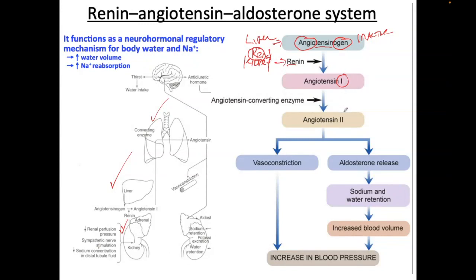Now, if there's an angiotensin 1, it's safe to assume that there's going to be an angiotensin 2. But what is it that converts angiotensin 1 into angiotensin 2? Well, it's called angiotensin converting enzyme, known as ACE. Now, ACE is made by our good friend, the lungs.